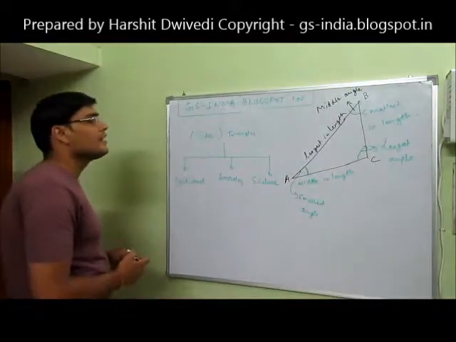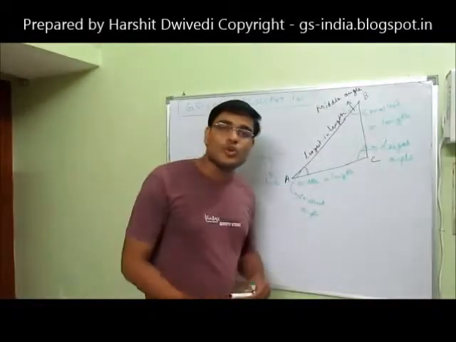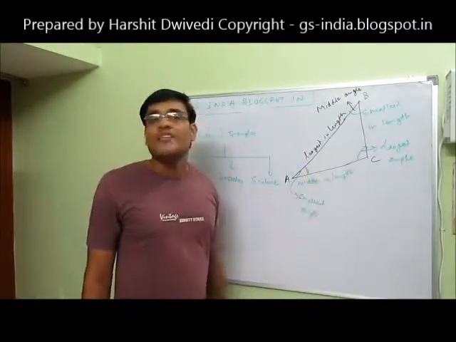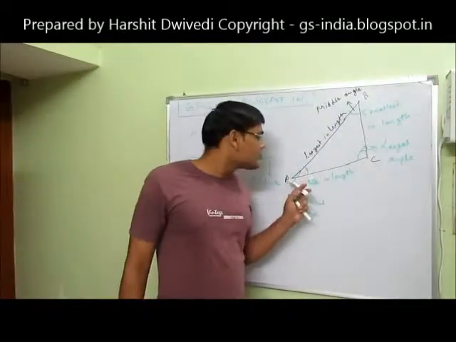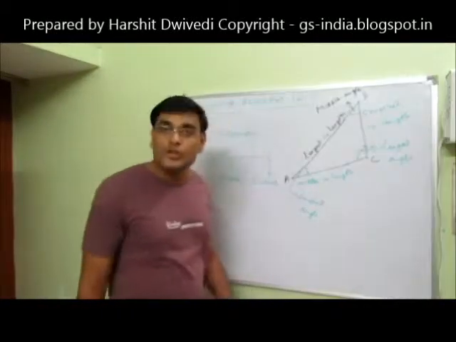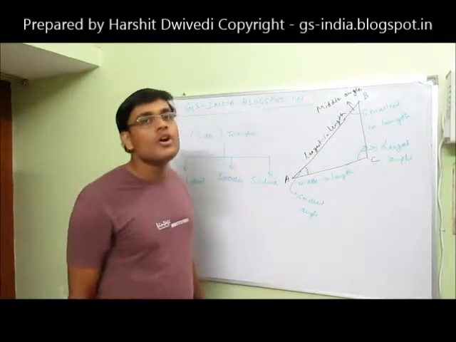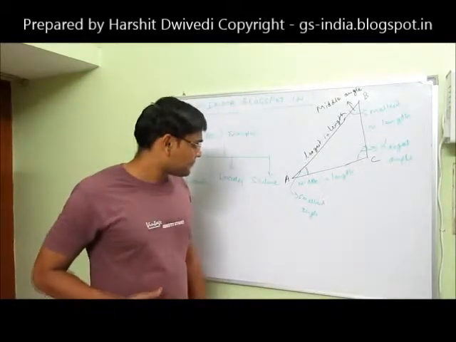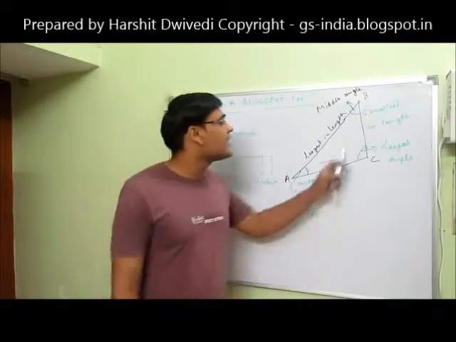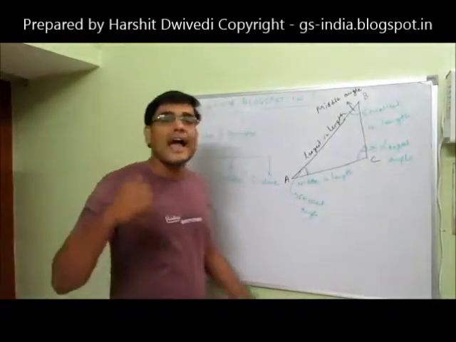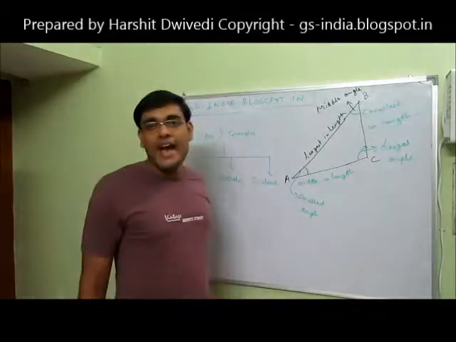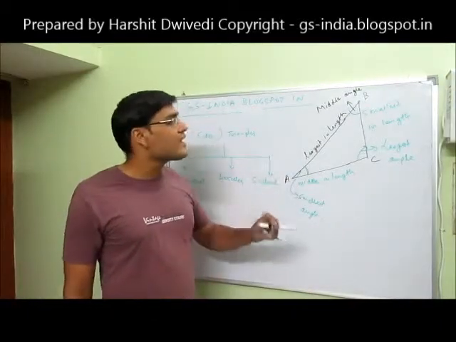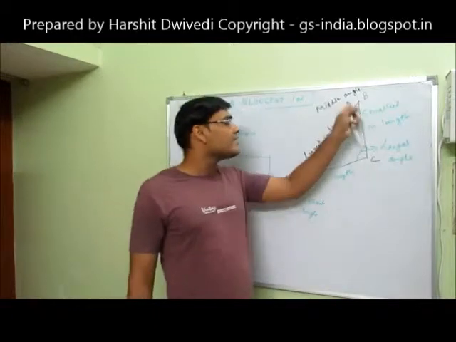In this triangle ABC, line AB is the largest in length, so the angle opposite to it, angle C, will also be the largest. Line AC is middle in length, so the angle opposite to AC, that is angle B, will also be middle, that is the second largest, or you can also say the second smallest. The third line BC is smallest in length, so the angle opposite to BC is angle A, and this angle A is the smallest angle because the line opposite to it is the smallest.